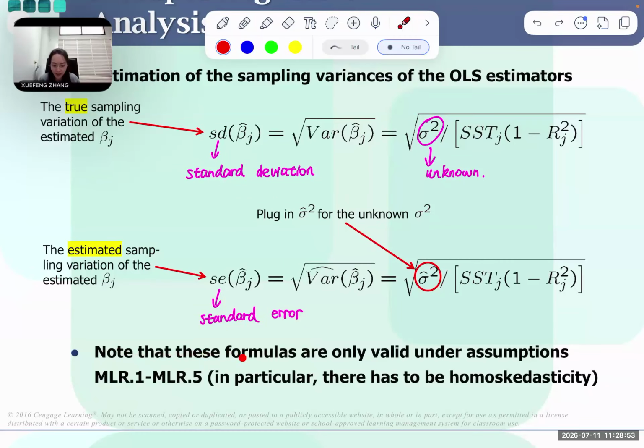Last warning, important. All of this is only valid if MLR1 to MLR5 hold, especially homoscedasticity. If homoscedasticity fails, this SE formula is simply wrong, and any tests or confidence intervals built on it would be unreliable. We'll deal with that problem later in the course. We will cover heteroscedasticity and robust standard errors.